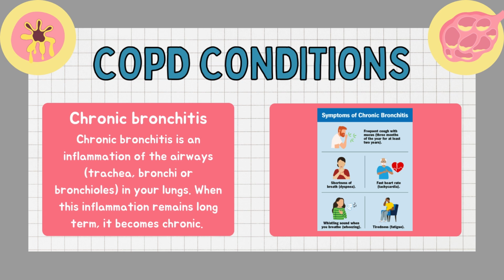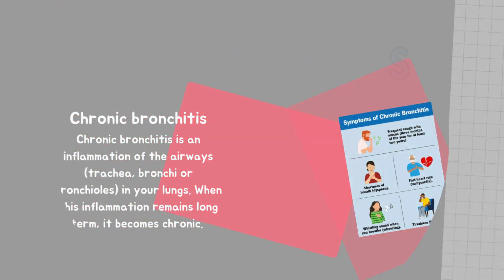Let me tell you the difference between acute and chronic bronchitis. Acute bronchitis is usually caused by a virus like the common cold or the flu. It lasts only a few days or weeks. Whereas chronic bronchitis is when you get symptoms of bronchitis frequently for 2 years or longer. It is usually caused by smoking or other lung irritants.